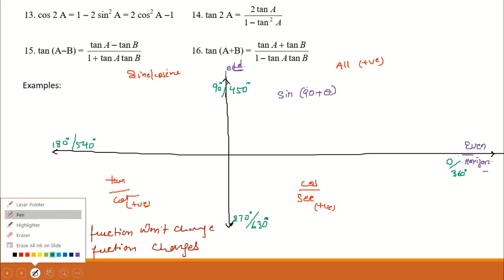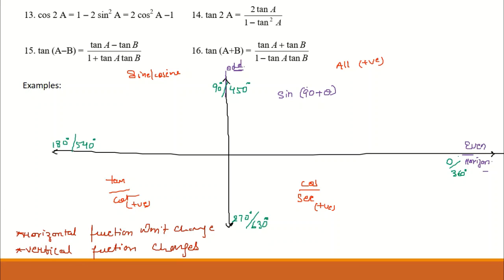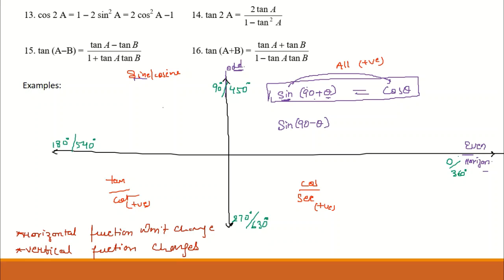Now if I want to calculate sine 90 plus theta, 90 is lying on the vertical line or the odd line, so the function will change from sine to cos. The angle is theta. The quadrant has become second, and in the second quadrant sine is positive, so it will be positive. So this will be the answer. Let me clear it. Sine 90 minus theta is lying on a vertical line, so the function will change, so it will become cos. The angle is theta. Sine 90 minus theta is lying in the first quadrant, where everything is positive, so the answer is cos theta only.